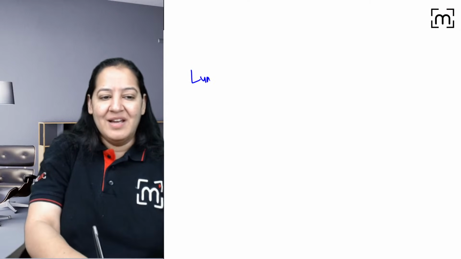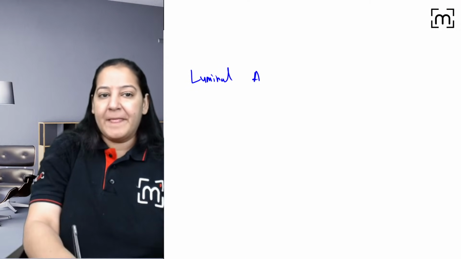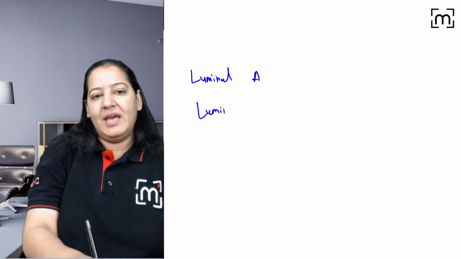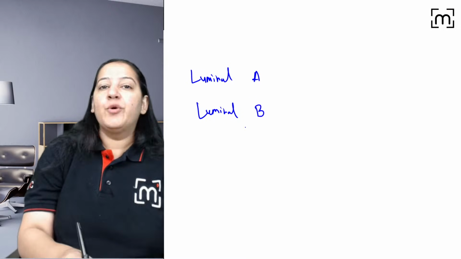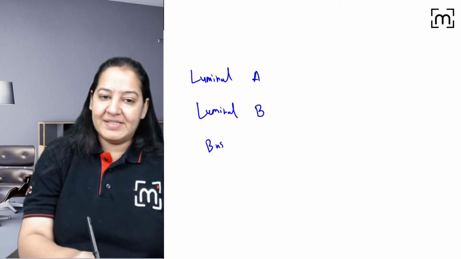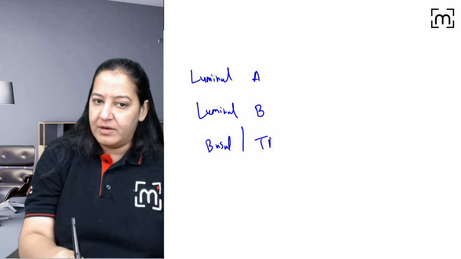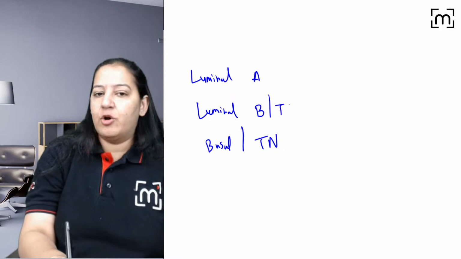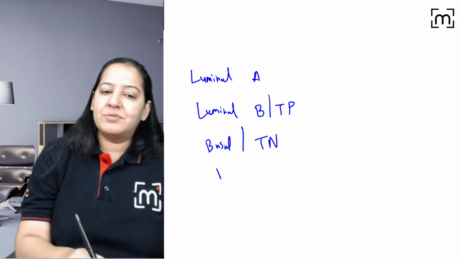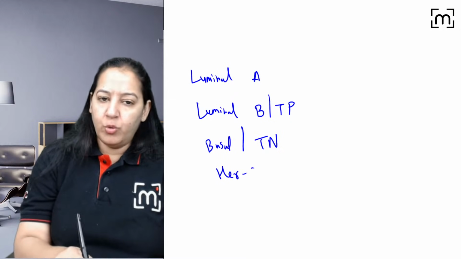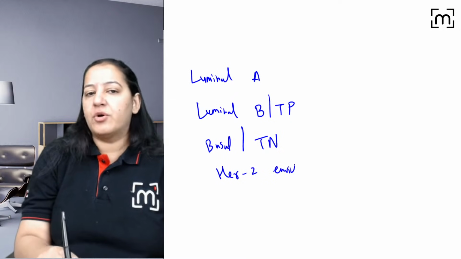Can you enumerate the molecular classification? It's luminal A, luminal B, basal. Basal, write triple negative with a slash. Luminal B, write triple positive with a slash. Right? And last one is HER2 positive. HER2 enriched. HER2 enriched or HER2 positive.